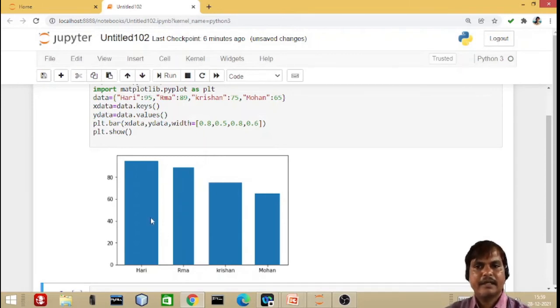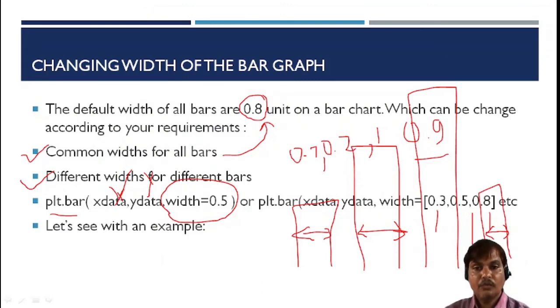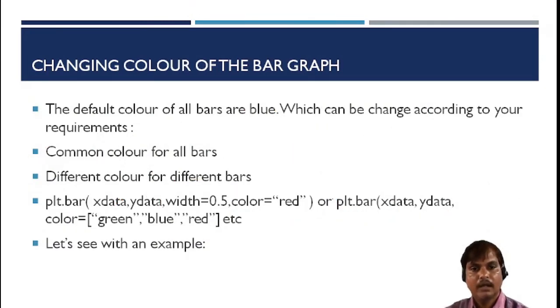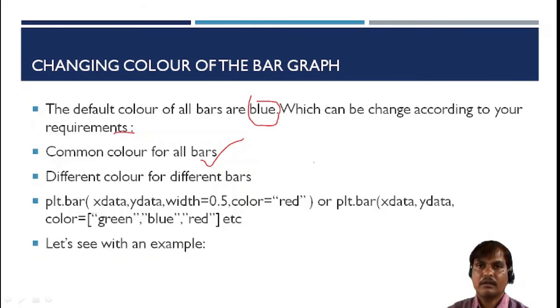Now whenever we generate a bar, we are getting the same color, blue color only. Now let us see how we can change the color of a bar, or a different color for different bars. So it is very easy. By default the color of all bars is blue, as you just saw, which can be changed according to your requirement. We can change a common color for all the bars. Suppose I want to set red color for all the bars, I can do it. If I want to set red color for bar 1, blue color for bar 2, black color for bar 3, and like that, I can do it. We only have to use a keyword called color.